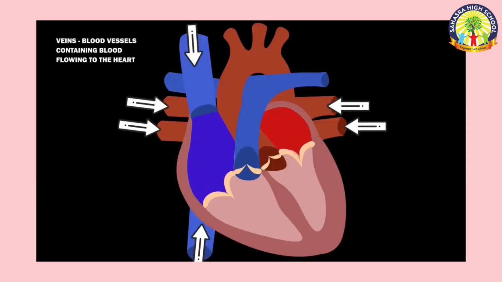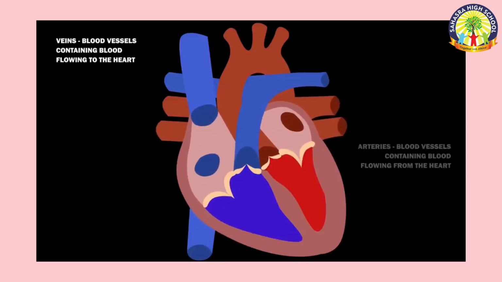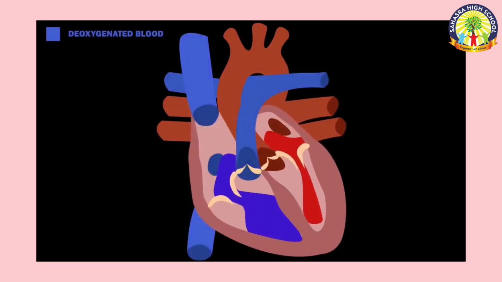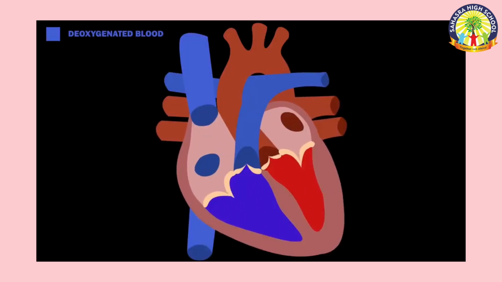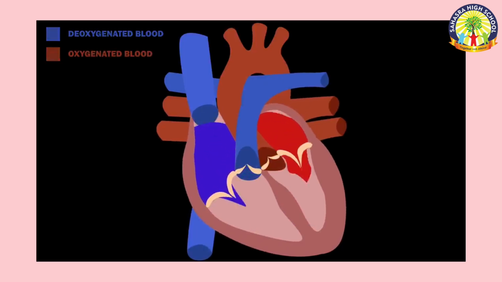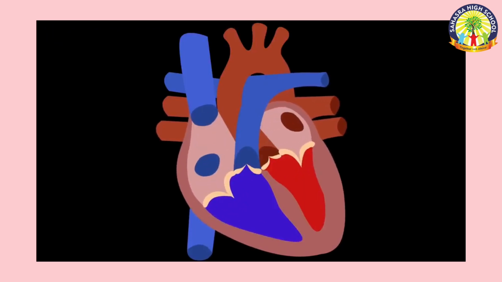Veins are blood vessels containing blood flowing to the heart, while arteries are blood vessels containing blood flowing from the heart. The blue represents blood vessels containing deoxygenated blood, and the red represents blood vessels of oxygenated blood fresh from the lungs. Now let's follow the path of blood through the heart.